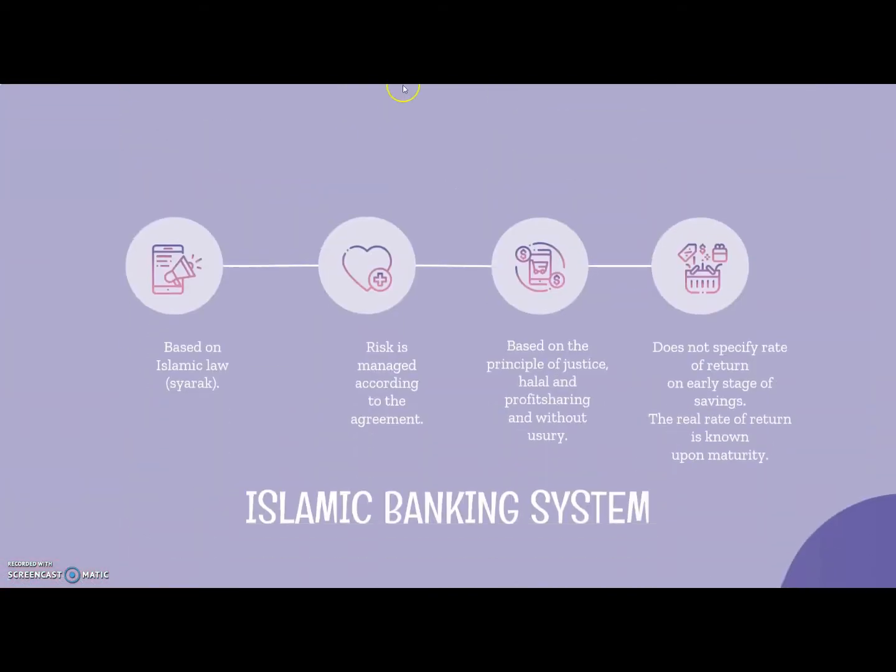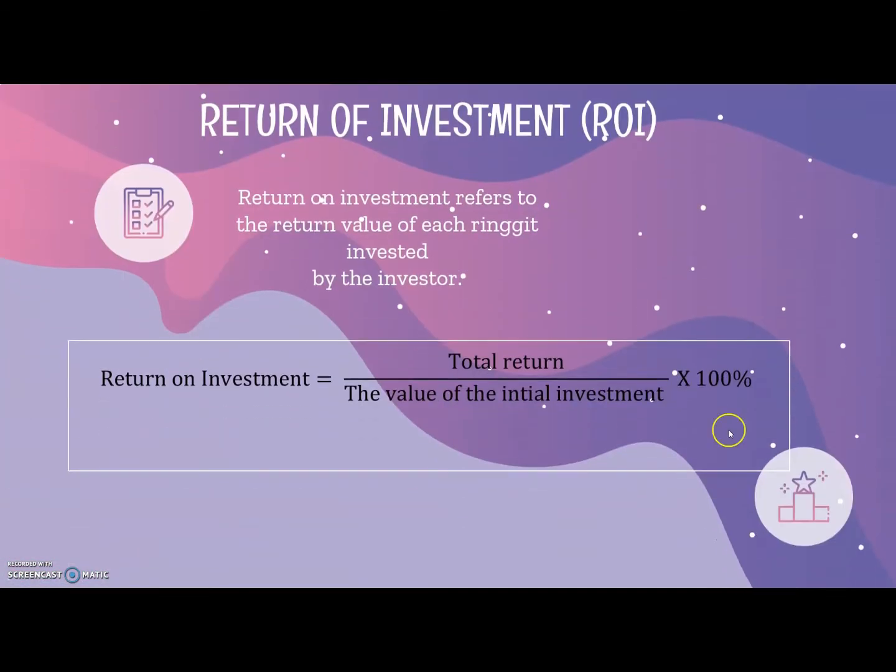Next we want to see and understand the Islamic banking system. This system is based on Islamic law or Sharia. The risk is managed according to the agreement, and the system is also based on the principle of justice, halal and profit sharing, and without usury. The system also does not specify rate of return at the early stage of saving. The real rate of return is known upon maturity.